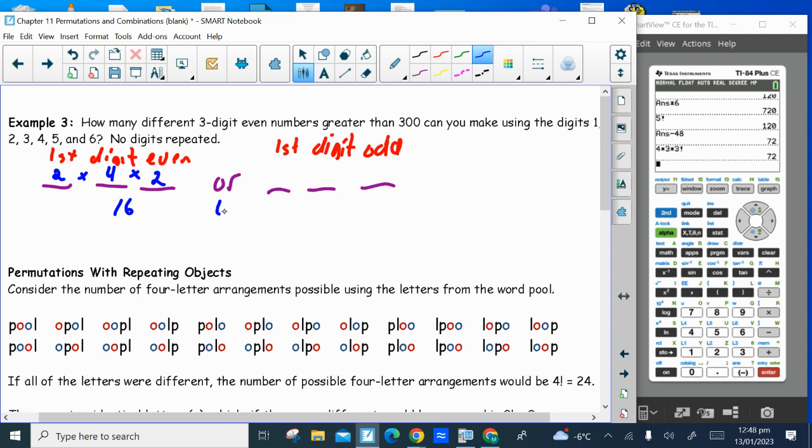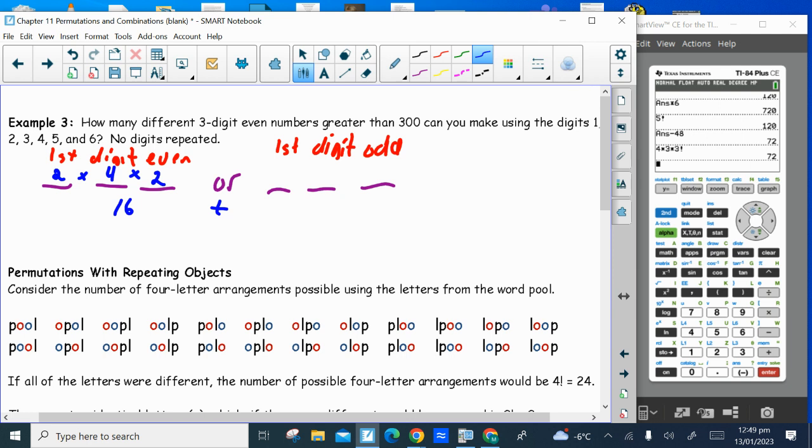The other thing is that the word or means to add, because you're going to have all the possibilities with the first digit being even, as well as all the possibilities with the first digit being odd. You'll add them together to get your total possibilities.